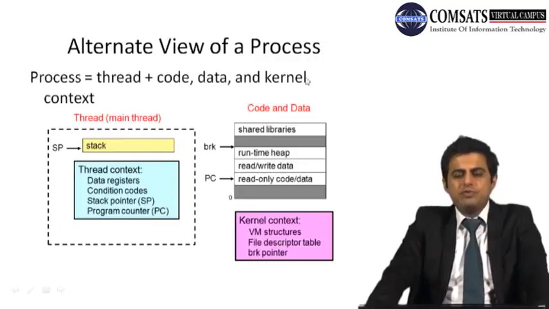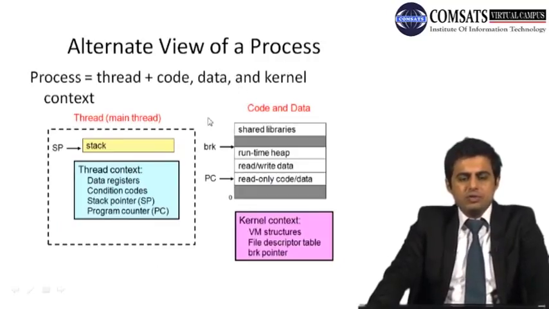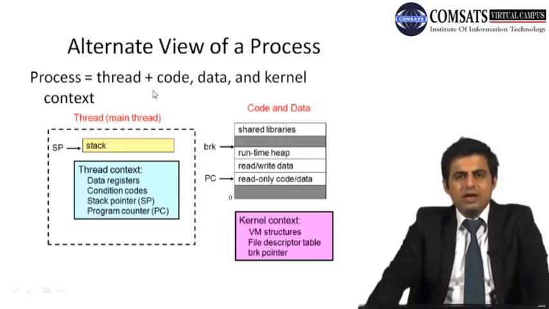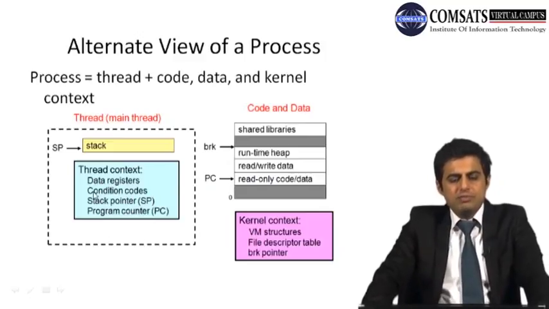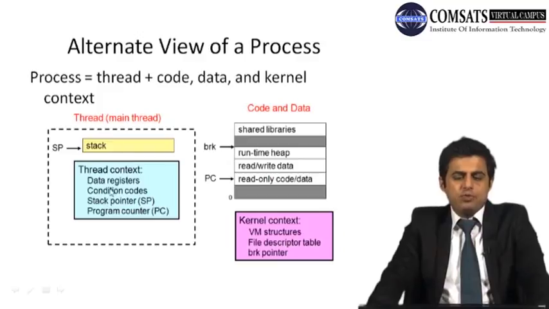अगर आप अल्टरनेटिव व्यू ऑफ अ प्रोसेस देखें जिसके अंदर थ्रेड भी हैं, तो फिर क्या होगा कि प्रोसेस इज इक्वल टू थ्रेड प्लस कोड, डेटा एंड कर्नल कॉन्टेक्स्ट. लेकिन वो किस तरह डिस्ट्रीब्यूटेड होगा कि इन द थ्रेड यू हैव गॉट फॉर एग्जांपल मेन थ्रेड, उसमें यू हैव गॉट स्टैक पॉइंटर जो कि इसका अपना एक स्टैक पोर्शन है और उसका अपना एक स्टैक पॉइंटर है, एंड देन यू हैव गॉट थ्रेड कॉन्टेक्स्ट इन विच इट हैज गॉट इट्स ओन डेटा रजिस्टर्स, its own condition codes, stack pointer and program counter.